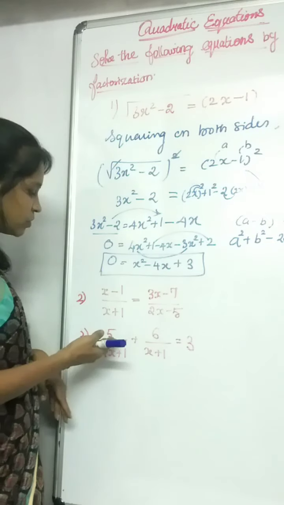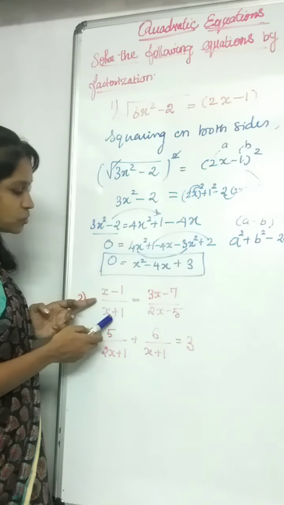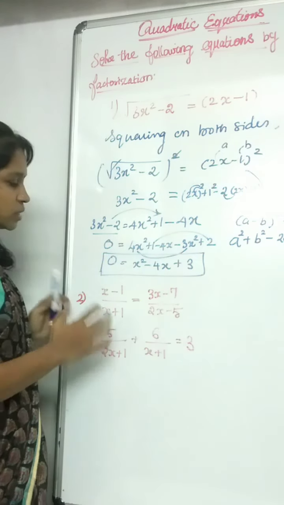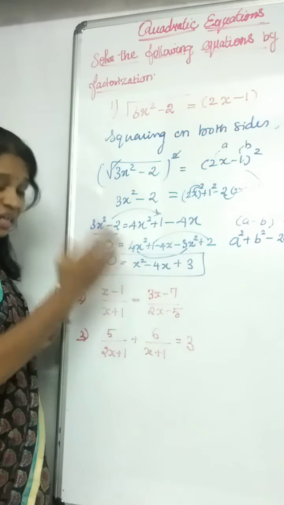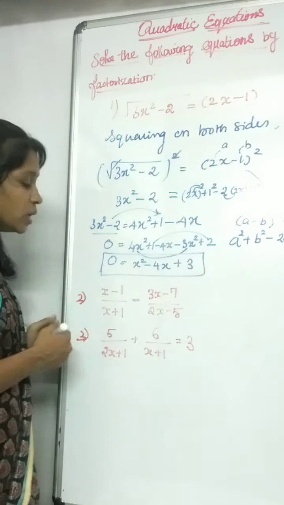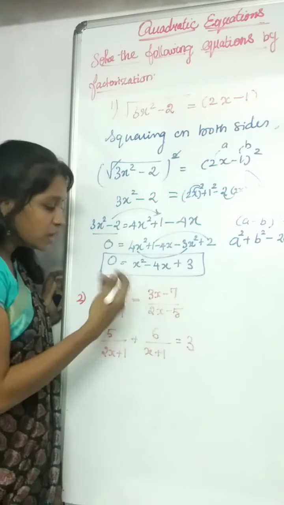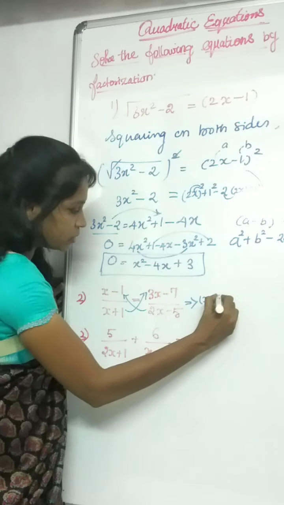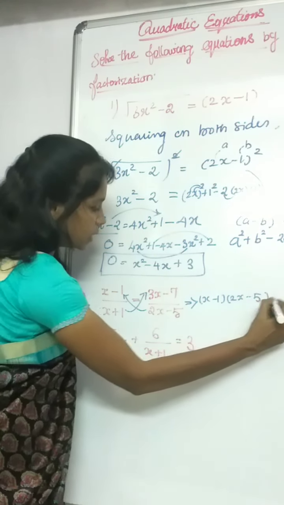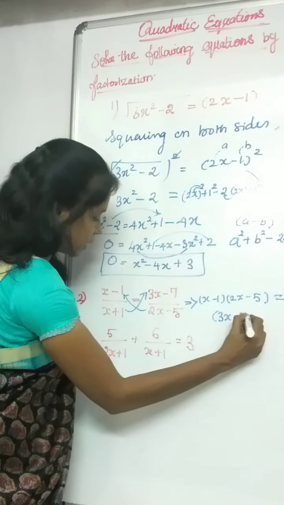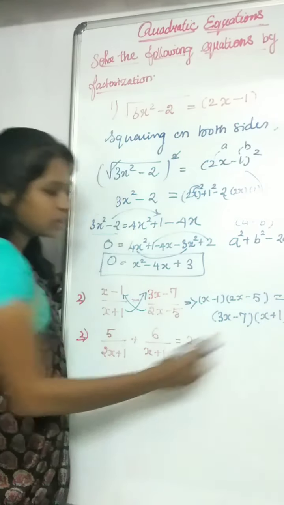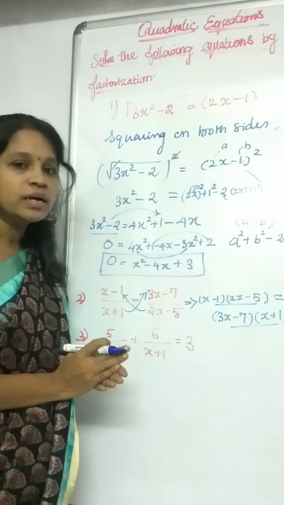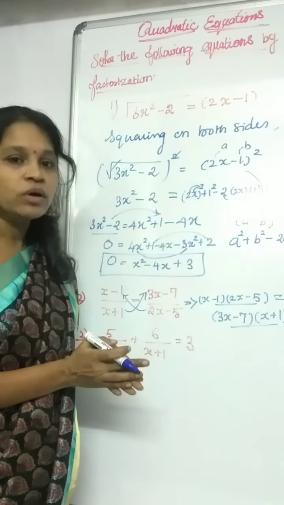And two more examples I have given here. See that x minus 1 by x plus 1 is equal to 3x minus 7 divided by 2x minus 5. So here we don't see the higher power 2, but it is actually a quadratic one. You have to solve this. How to solve? Just do the cross multiplication, which means x minus 1 into 2x minus 5 is equal to 3x minus 7 into x plus 1. Then you have to do the algebraic product, then transpose everything to one side and group the like terms. You may arrive at your quadratic form.